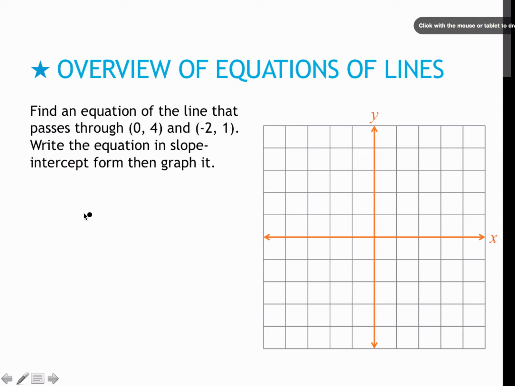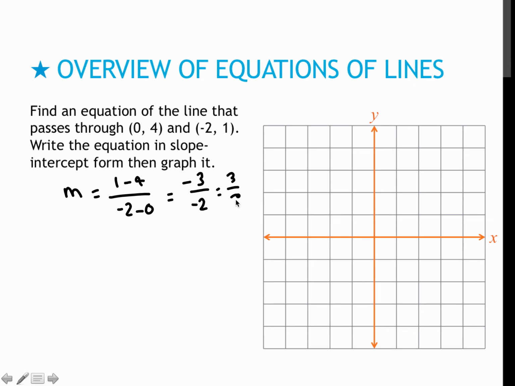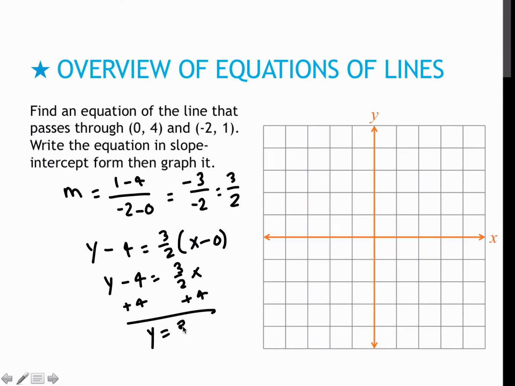Same concept on this one. This is the whole process. Again, we're writing an equation of a line. It will start with finding the slope, y2 minus y1 over x2 minus x1. Gives me -3 over -2, which I turn into 3/2. I'm going to choose the point 0, 4. When I do the math, I end up with an equation of y equals 3/2 x plus 4.